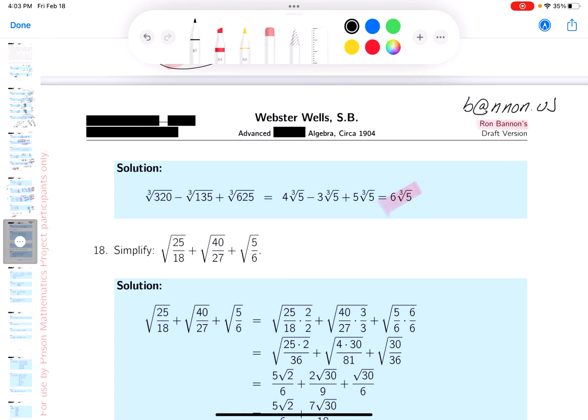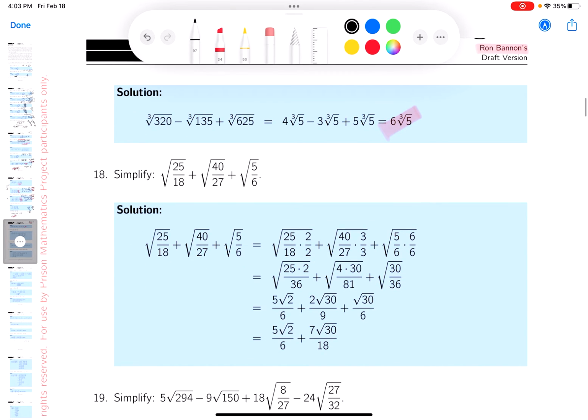Okay, let's start doing 18 now. In 18, I'm looking at it, and I want to make perfect squares out of the bottoms first, and I'm hoping that when I do that, things get a little bit easier. So I'm going to multiply the bottom by 2, you would get 36. And what do you get on top? You get 50.